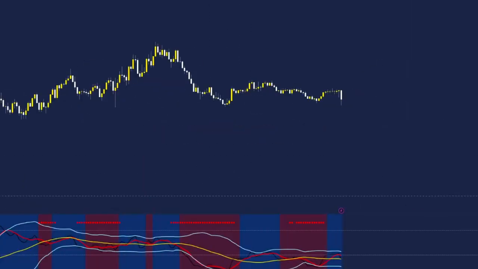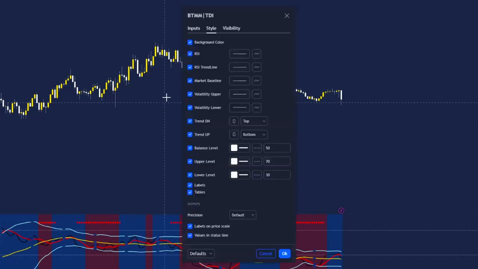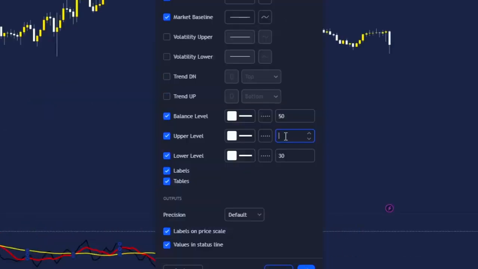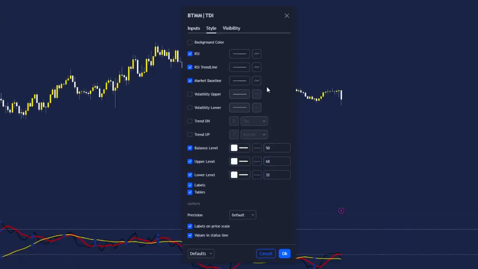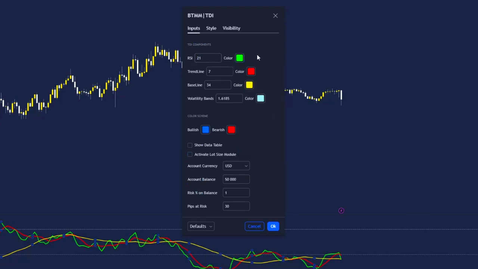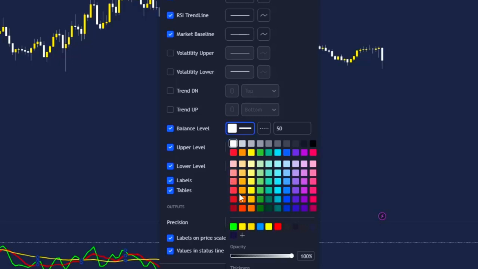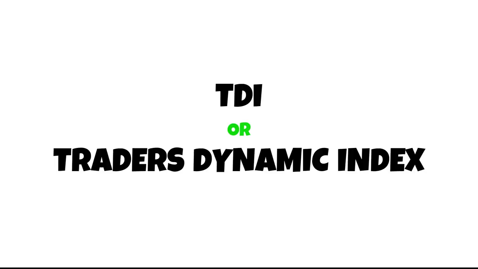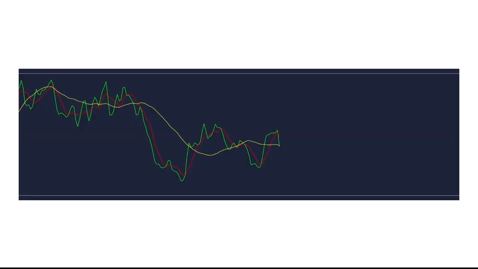Now that we've added it to the chart, let's change some of the settings. So double click, let's untick the background color, volatility upper and lower, trend up and down, and change the upper level to 68 and the lower level to 32. And finally, I like to change the RSI line to green, as that's our main focus. You can also change the balance line to red. You'll see why soon.